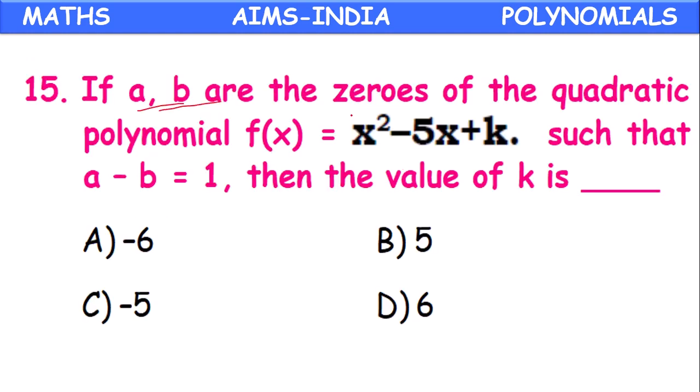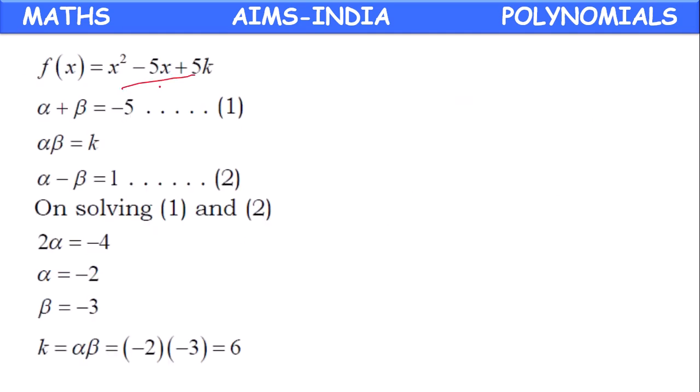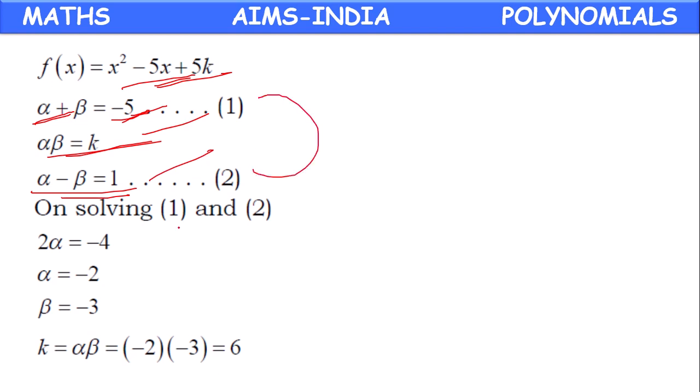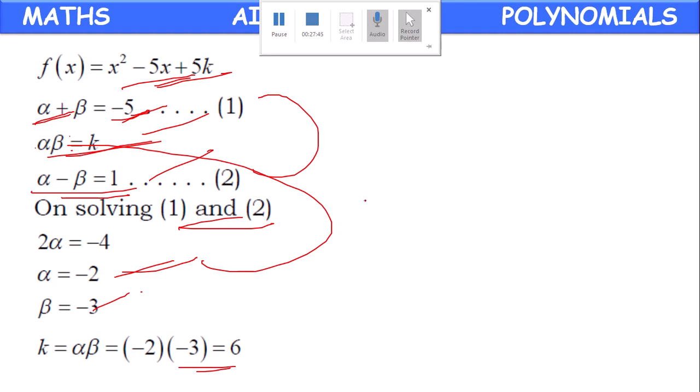Next one. If alpha and beta are the zeros of the quadratic polynomial x square minus 5x plus k such that alpha minus beta equals 1, then the value of k is how much? So this is f of x, children. Alpha plus beta, with the formula we can write 5. Alpha beta k we can write. Alpha minus beta they have given 1. On solving 1 and 2, we get the alpha value. If we substitute the alpha value, we will get the beta value. Now k value is alpha beta. If we multiply both, we will get the k value.